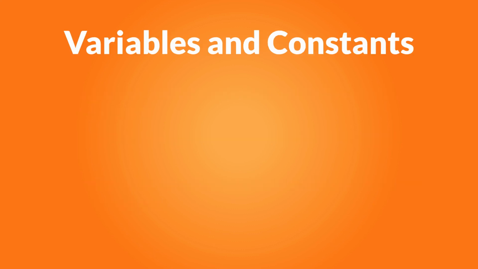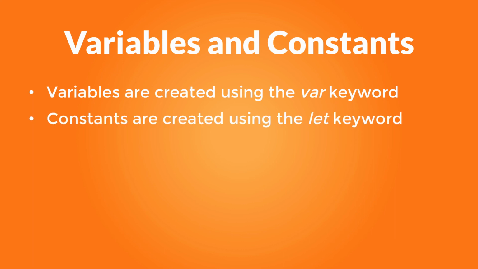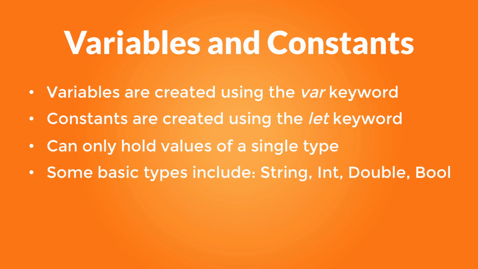There are also a lot of different concepts about variables and constants, and I'll go over them quickly here. So in order to create a variable, we use the var keyword followed by the name. And to create constants, we do the same thing, but using the let keyword followed by the name of the constant. We learned that variables and constants can only hold values of a single type. And some of these types we learned are strings, which store text, int, which stores whole numbers, double, which stores decimal numbers, and bool, which stores a true and false value.